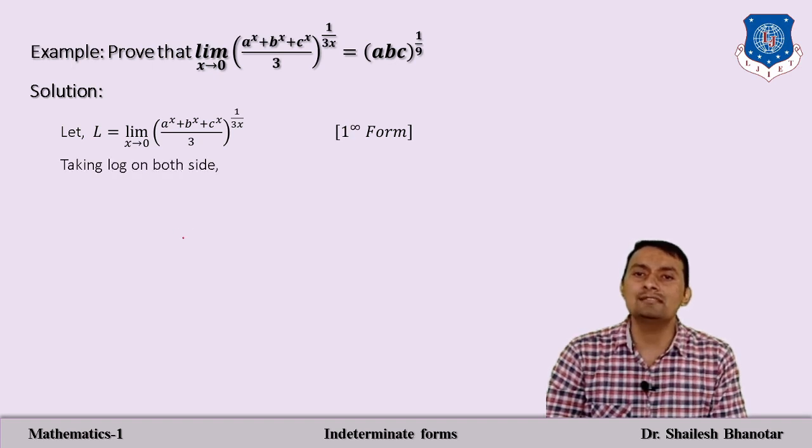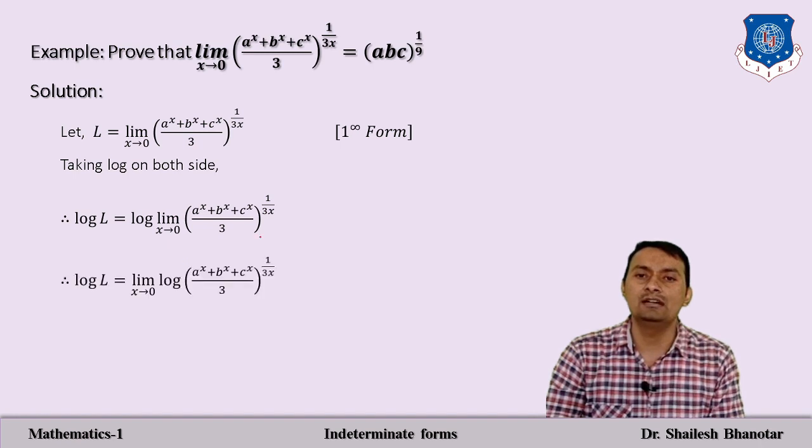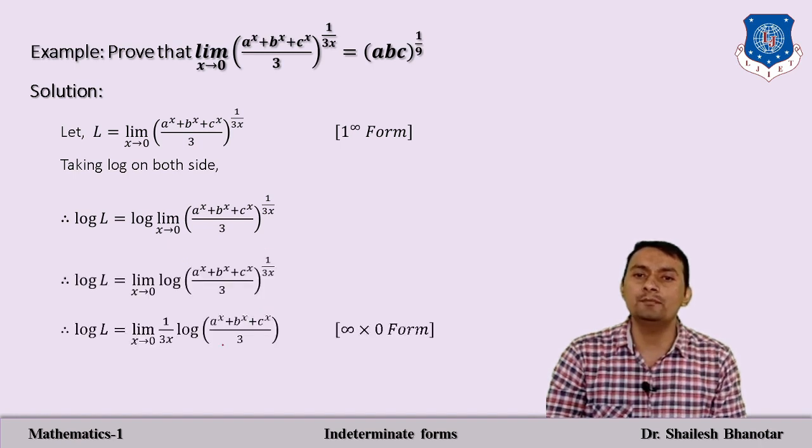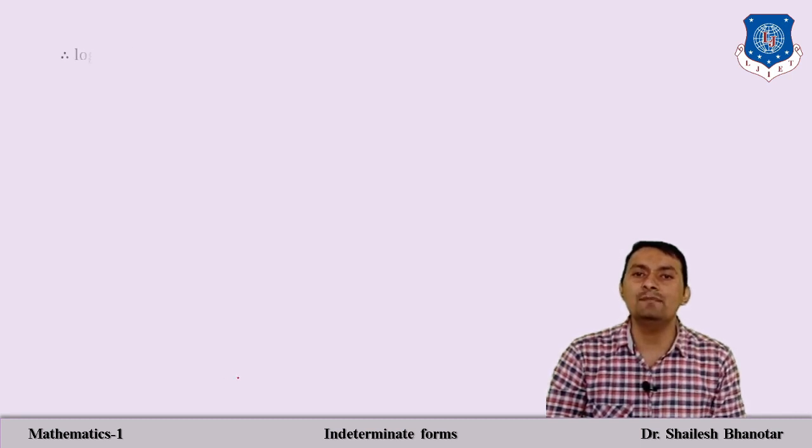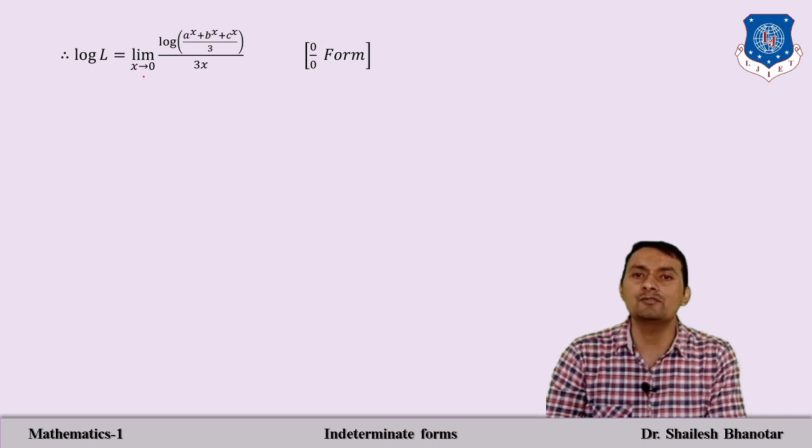Just first take L is equal to the limit. So what we have to consider is to take log on both sides. So we get this one. Again we have to apply the logarithm property, so we get this one. But if we put x is equal to 0, we get infinite into 0. So for that we have to consider 0 by 0 or infinite by infinite. So just put 1 divided by 3x as a denominator, so we get this form, and we get the 0 by 0 form.